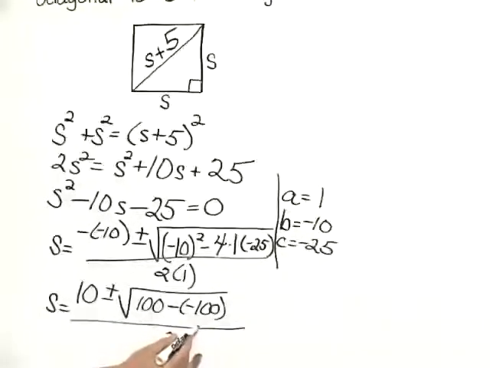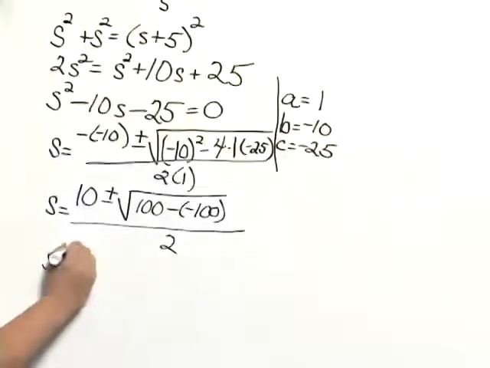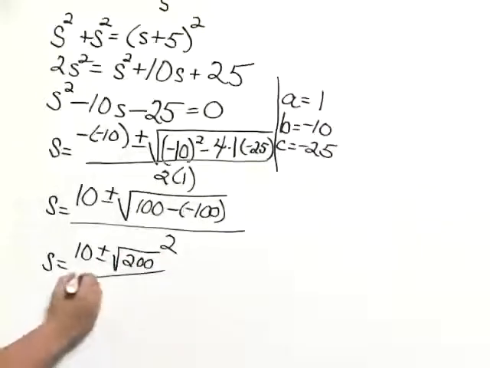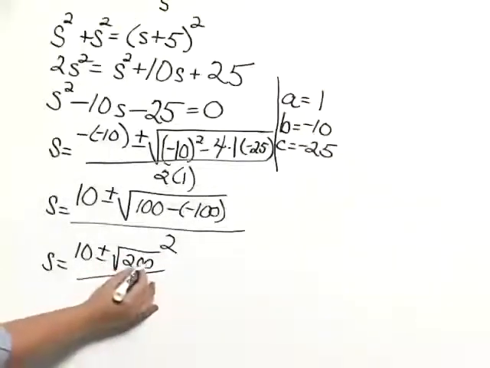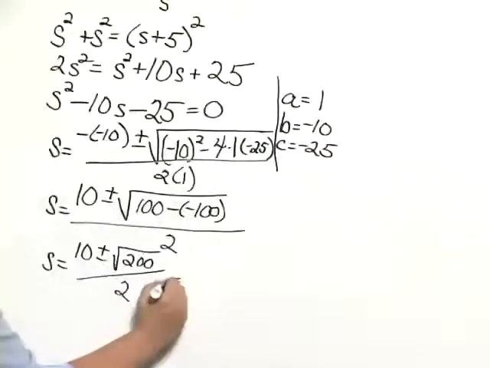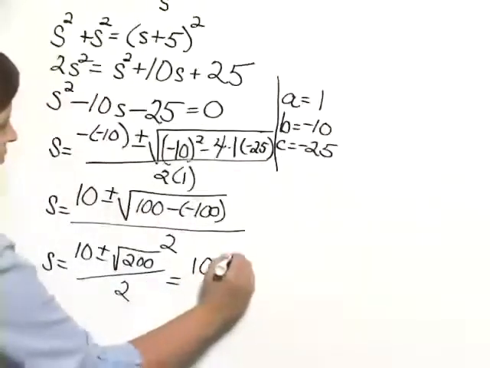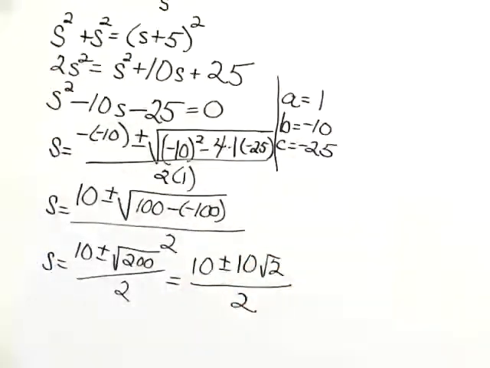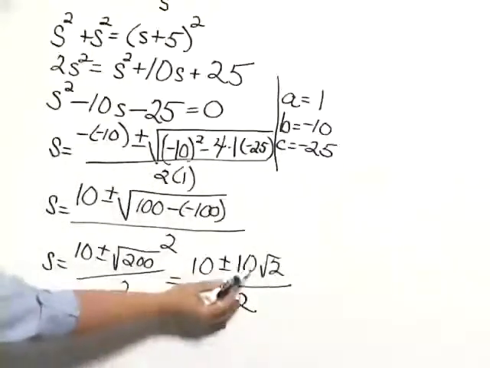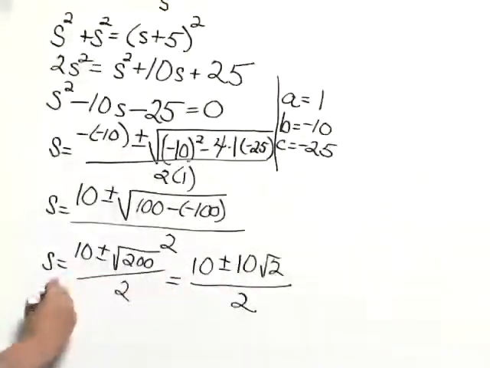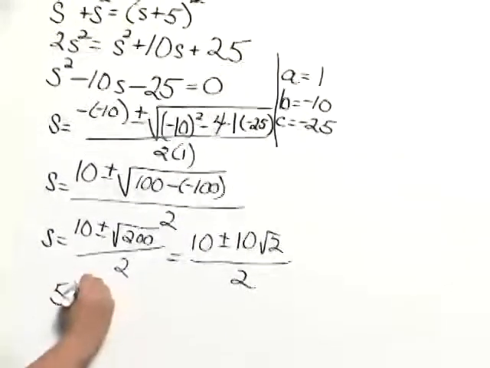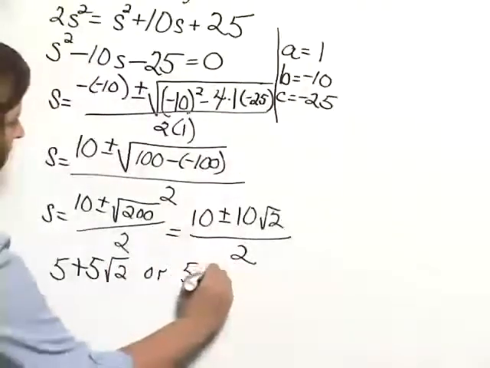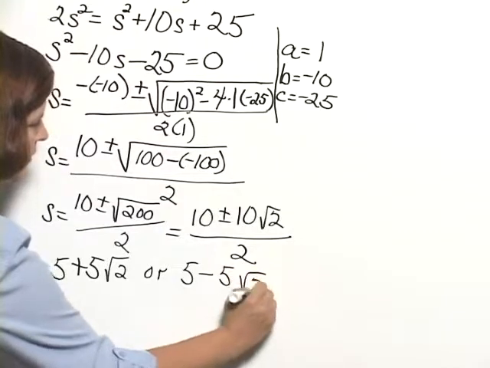100 plus 100 will be 200. So we have S equals 10 plus or minus the square root of 200 over 2. And then the square root of 200 is 10 times the square root of 2. So we have 10 plus or minus 10 square root of 2 all over 2. We can divide 10 by 2 and 10 by 2 to give us 5 plus 5 square root of 2, or 5 minus 5 square root of 2.